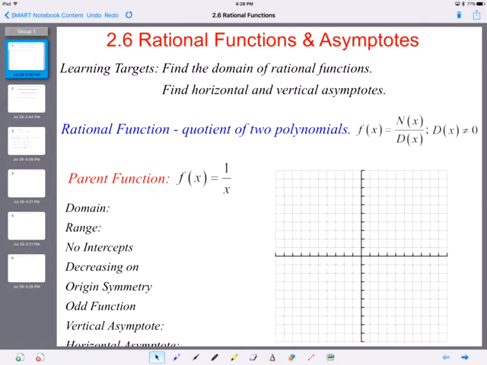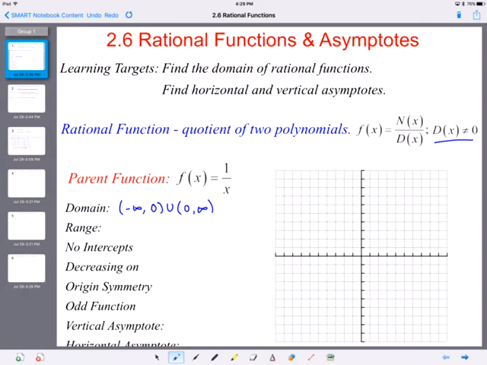So the parent function is just 1 over the x value. The domain of this, you can have all real numbers. You can plug in whatever you want into the function, except you cannot divide by 0. So therefore, x cannot equal 0. So your domain is all real numbers except for 0. So we're going to write this in interval notation. Alright, so we have parentheses on the 0 because 0 is not included. And then we'll talk about the range in just a minute.